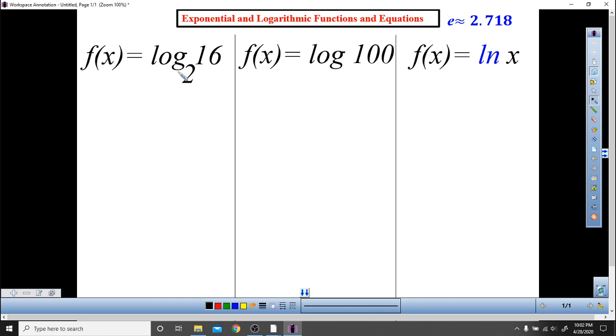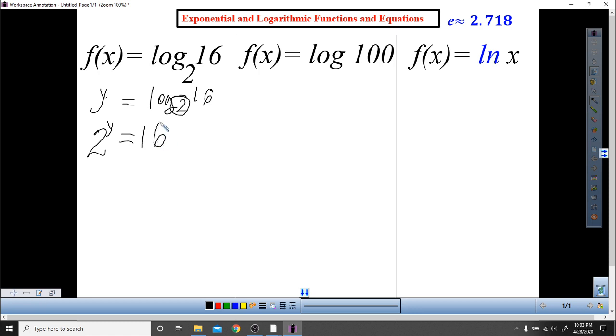So to change this one to exponential, this automatically changes to what? Y equals log 2 16. And now we can change it to an exponential form. What is our base? Yeah, our base is 2, so we write 2 for the base. What is our exponent? Y, and all that equal to what? 16. You guys remember this? Yeah? And I'm just having you guys rewrite it, but if we wanted to solve for y, both sides need to have the same base.